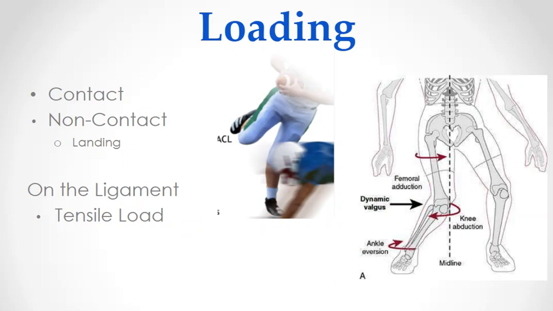It can come from contact. And so here's the image of the football helmet going into the knee, which is a good way to rupture your ACL. And then you hear a lot about non-contact or landing forces. And that is when your ankle goes into inversion, you have dynamic valgus, you have a rotation of the femur relative to the tibia, another way to rupture your ACL. And we'll talk about this a little later, about how we can modify that loading.